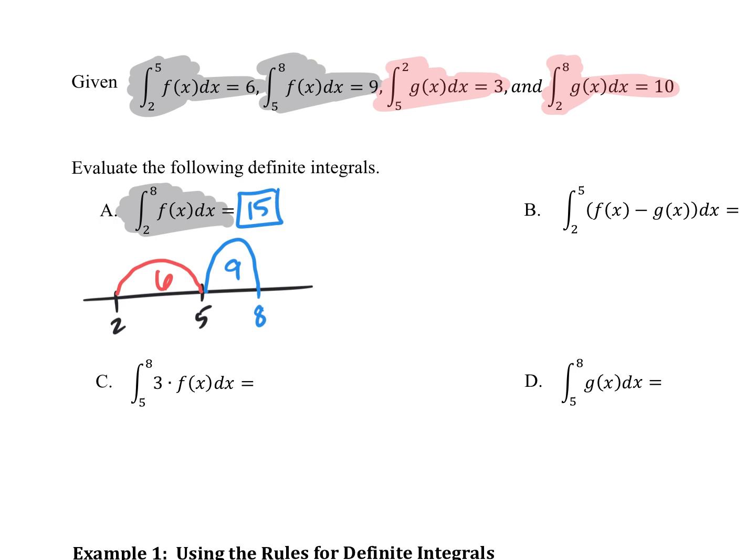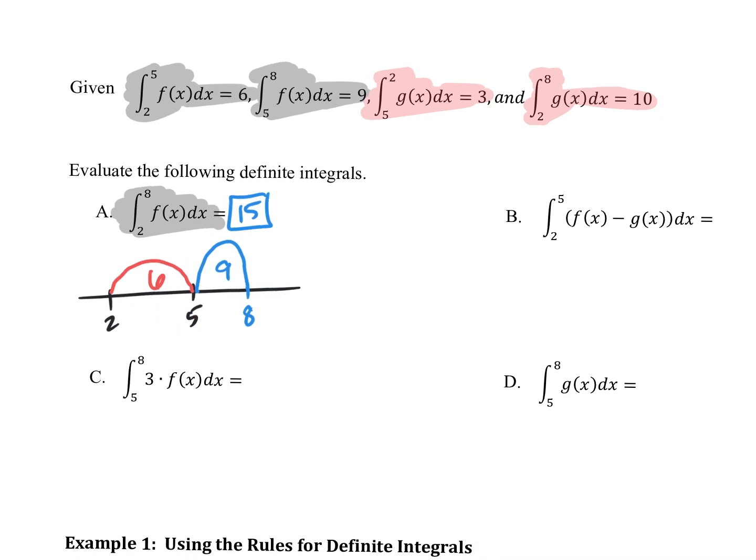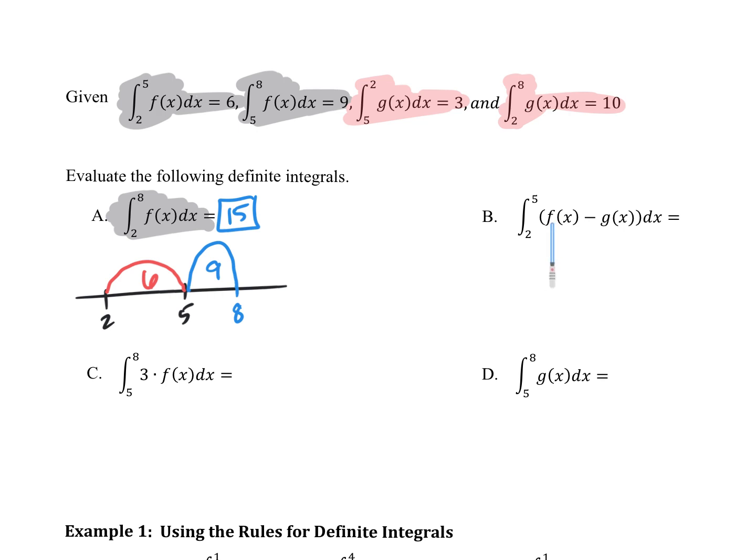Are we okay with that? Do you need to show me any work on these problems? No. If you like that visual, go for it. Sound good? Yep. What about from 2 to 5 of f minus g? 3. No, that's 6 plus 3, right? There you go. How'd you do that, Lila?